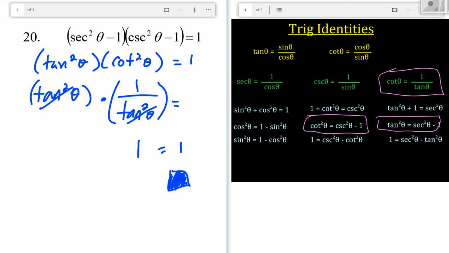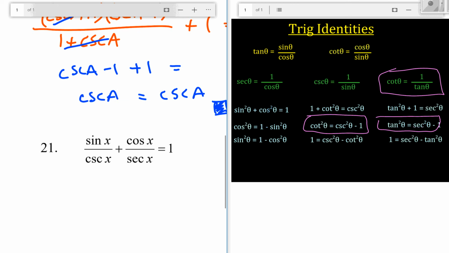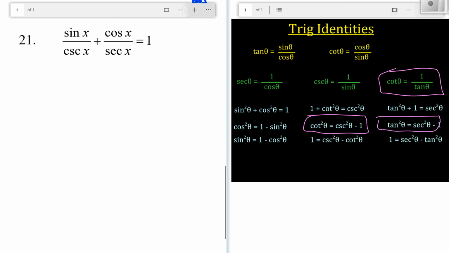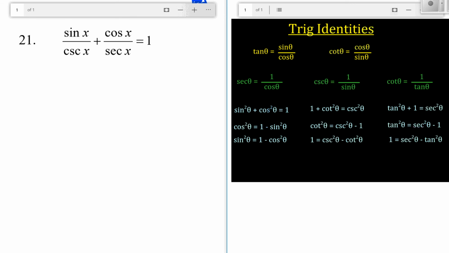All right, let's look at number 21. We've got sine x over cosecant x plus cosine x over secant x, and that equals 1. I don't see anything squared here, so that tells me that I cannot be using the stuff on the bottom of my toolbox over on the right. So I'm going to be using that one and that one. Secant is 1 over cosine, and cosecant is 1 over sine.